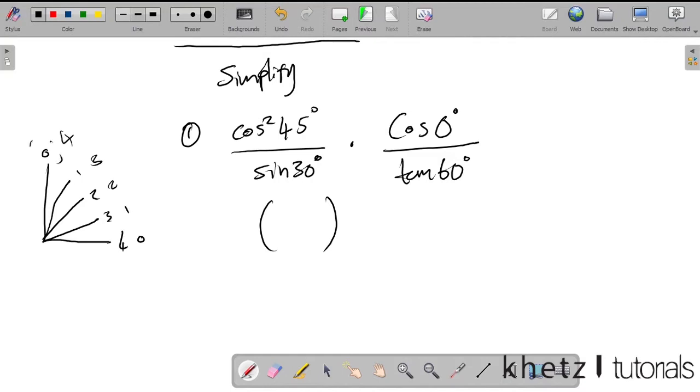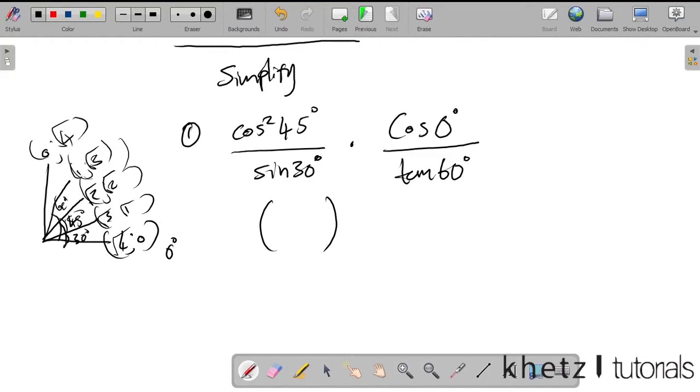Right? So if you remember this diagram, and then you put the square root across everything. So these are the coordinates which are associated with each of the angles: 30 degrees, 45 degrees, from there to there, and finally 60 degrees over there.